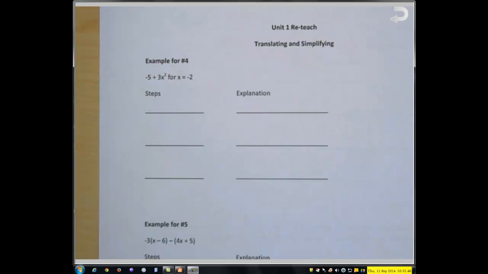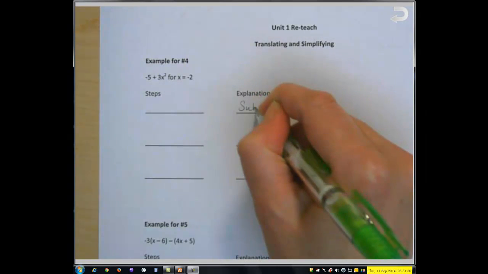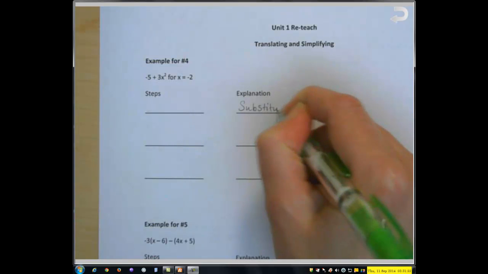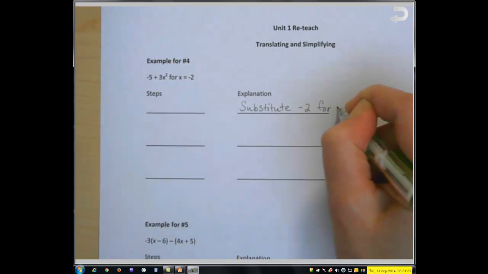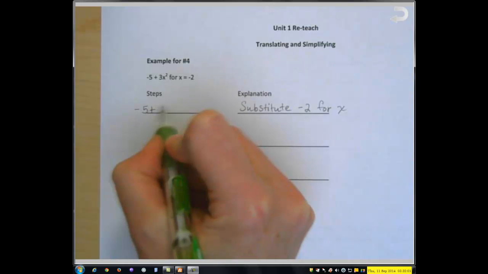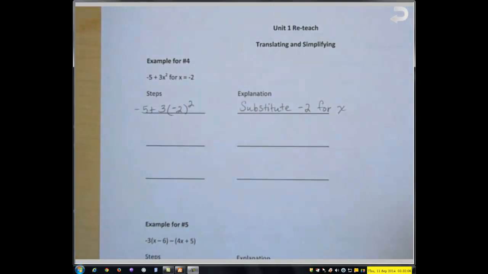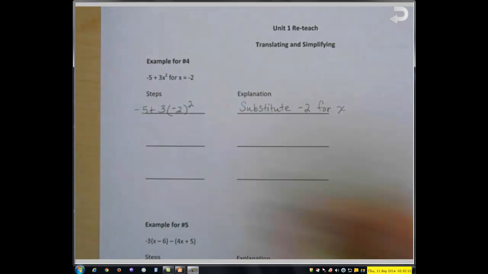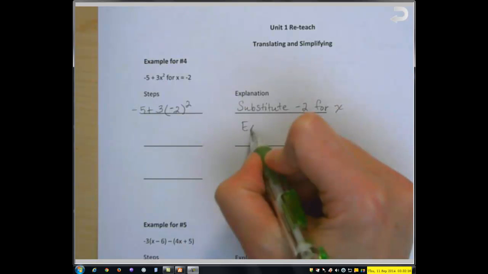The first thing that we're going to need to do is to substitute -2 for x. So let's do that. So that gives us -5 plus 3 times -2 squared. Now we need to use PEMDAS to figure out what operation to do next. Because we have exponents, we're going to do exponents first.